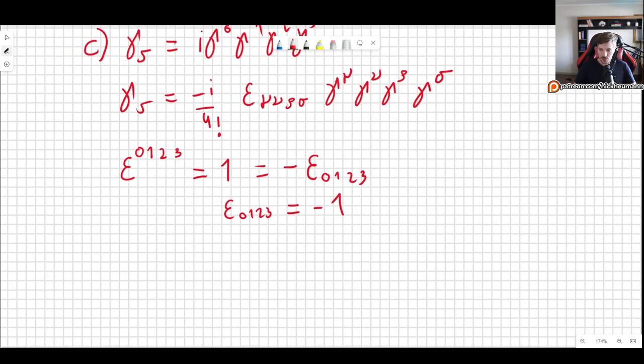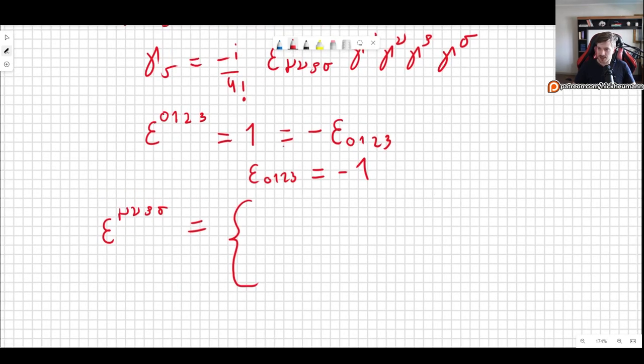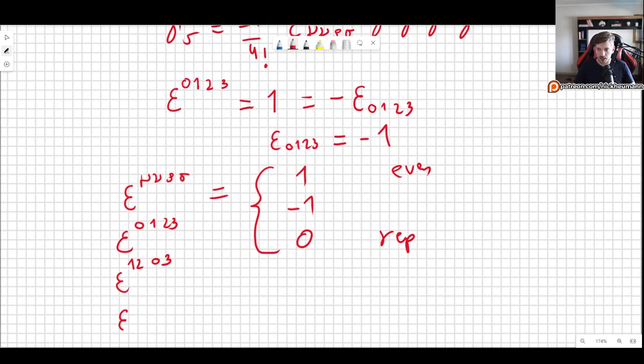Now, let's go for just epsilon mu nu rho sigma here. What is the value of this? Well, the value of this is either 1, minus 1, or 0. If any of these indices are repeated, so if we have epsilon 1, 1, 2, 3, for example, or something like that, then we get 0. So that's for repeated indices. If we have any even permutation of 0, 1, 2, 3, which we know is 1, we also get 1. So for example, if we swap 0 twice and get 1, 2, 0, 3, then we get 1. But if we have an odd number of permutations, so for example, if we have epsilon 1, 0, 2, 3, then we get minus 1.